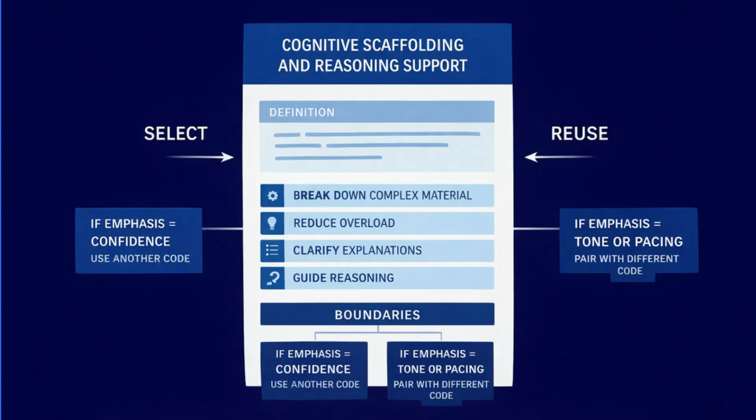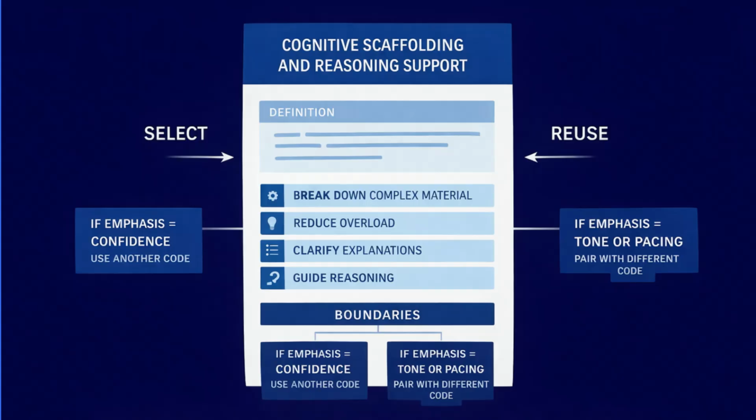One of the clearest ways to understand what a codebook is, is to look at what a real codebook entry does on the page. One entry might have a title such as Cognitive Scaffolding and Reasoning Support. Under that title comes a definition explaining what the code captures. Then come focus areas that show the kinds of things that belong there, such as breaking down complex material, reducing overload, clarifying explanations, or guiding reasoning.